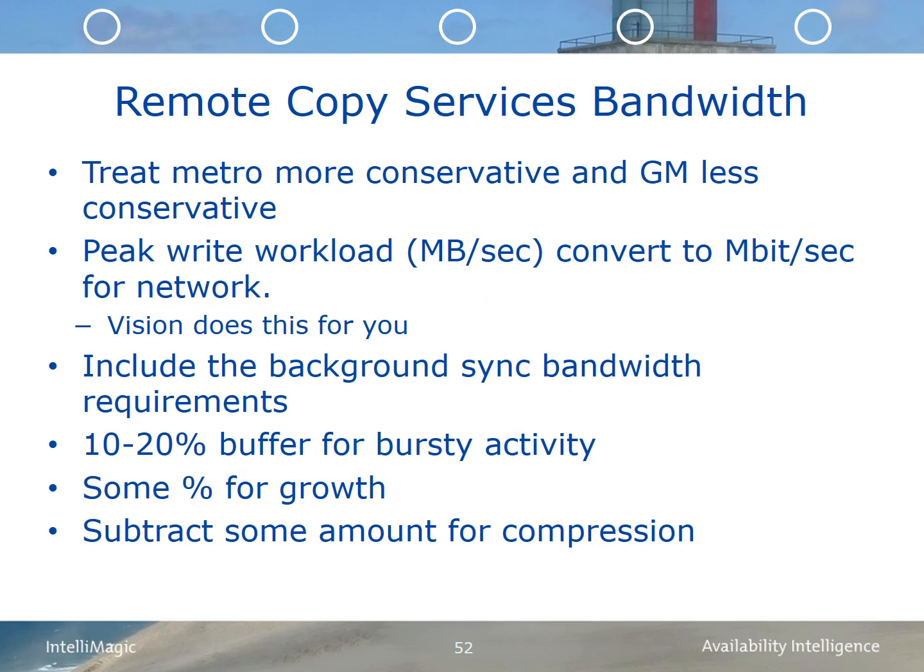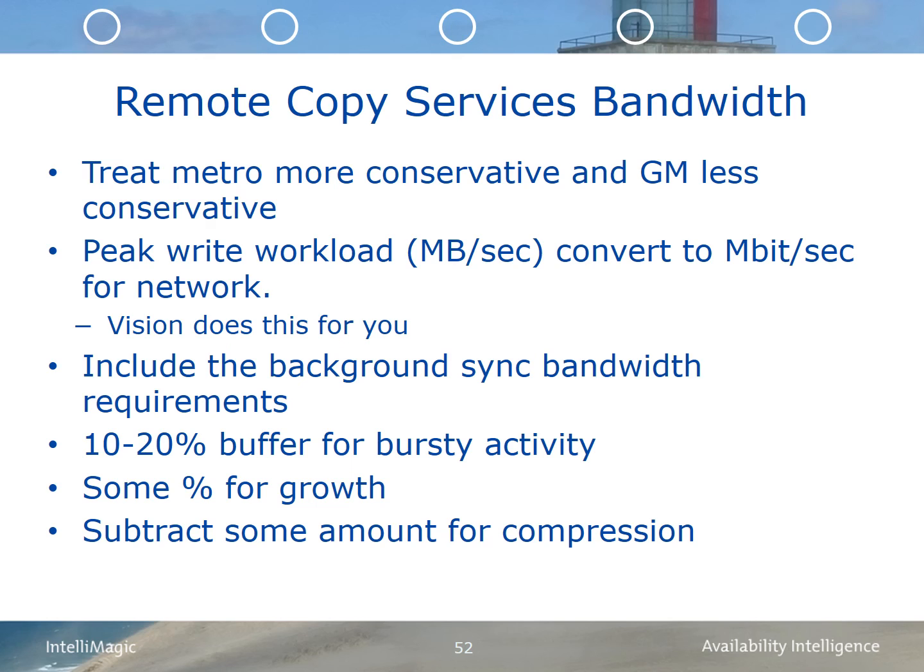Here are some general guidelines when estimating bandwidth required for remote copy services. Treat MetroMirror more conservatively than Global Mirror. Consider peak write workloads and convert to megabits for your network. IntelliMagic Vision does this for you. Include the background sync bandwidth requirements. Make sure to include at least 10 to 20% overhead for bursty activity.